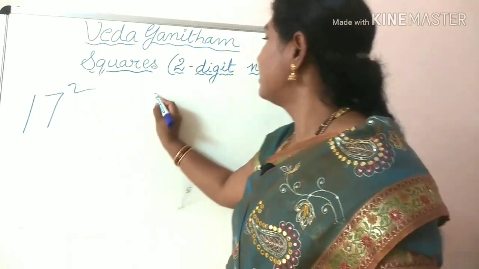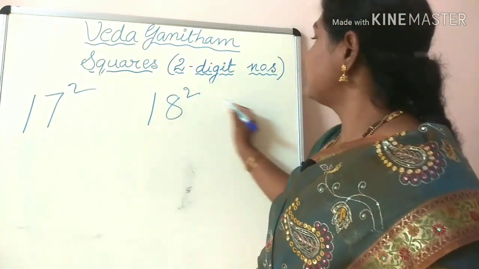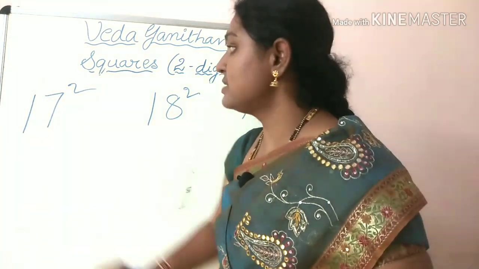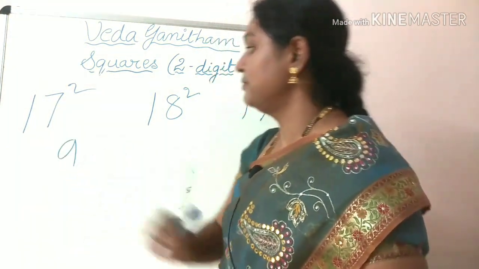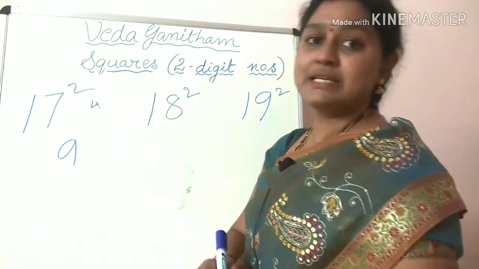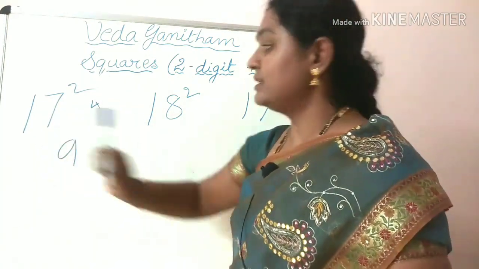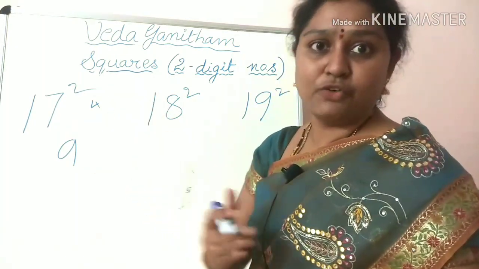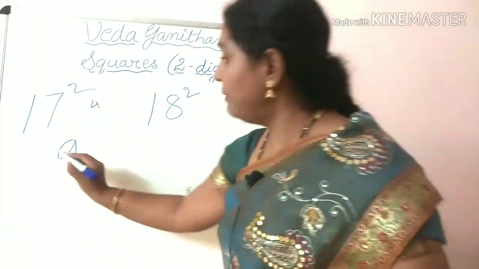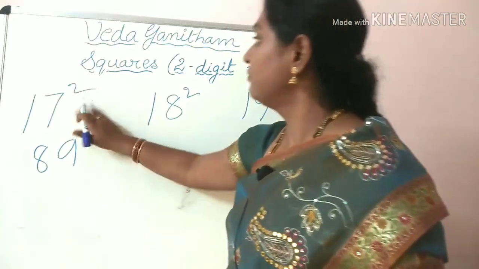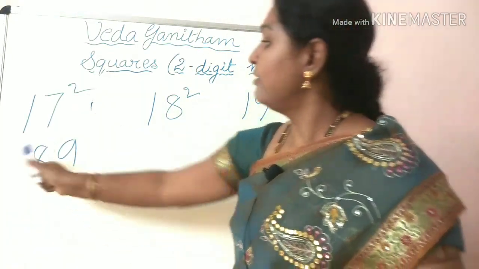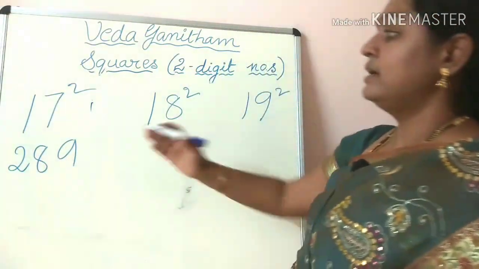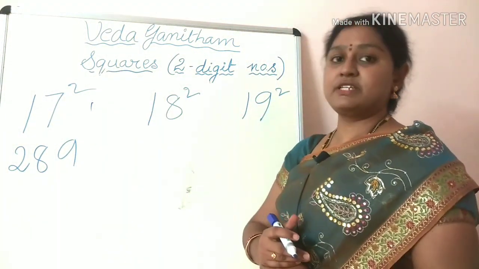17 square, 18 square and 19 square. 17 square, 7 sevens are 49. 4 will be kept as carry. Now for the tens place, addition should be done. 7 plus 7, 14 plus 4 will be 18. 1 will be the carry. For this, one will be added to here and 289 is the answer for 17 square.